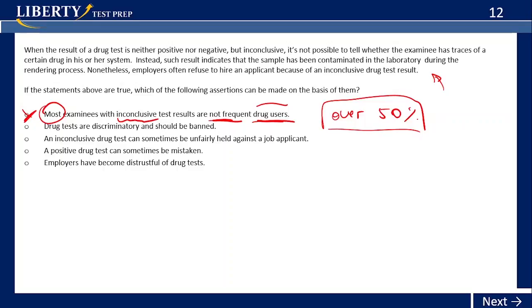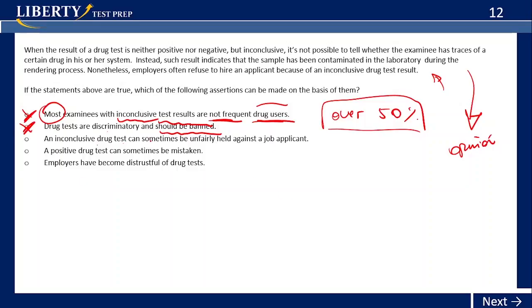That's out. Number 2, drug tests are discriminatory and should be banned. Okay. Now, does the author give his opinion here? Because here they're saying should be banned. How do we know they should be banned? Is it true that they should be banned? That seems like an opinion. Can an opinion be true? No, right? And the author is not really giving his opinion in order for us to say that the author believes that drug tests should be banned, right? How can we say that it is true that they should be banned? Impossible for us to say that.